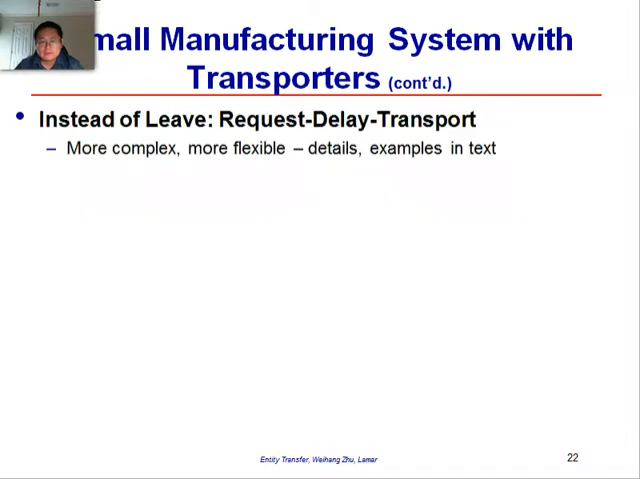An alternative way to model leaf is to replace it with request, delay, transport. We may use the module in Advanced Transfer Panel or Simon blocks.